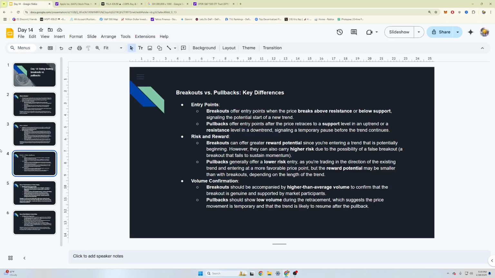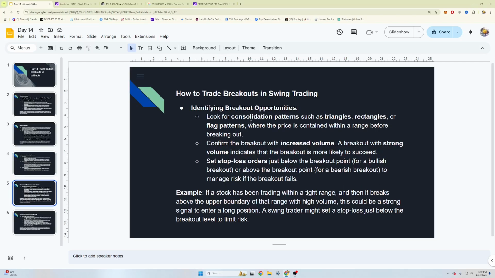All right. How to trade breakouts in swing trading. We kind of already told you how to identify breakout opportunities. It depends on what you're trading. Are you trading support and resistance via lines, or via boxes? Are you trading support and resistance via moving averages? It's just whatever your opportunity is with that.